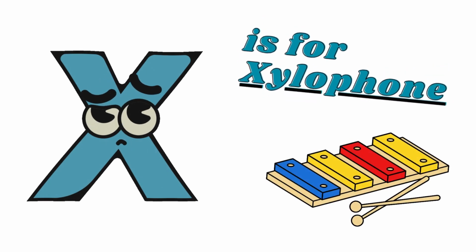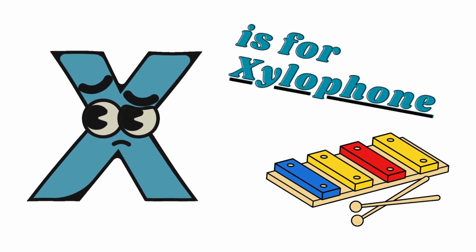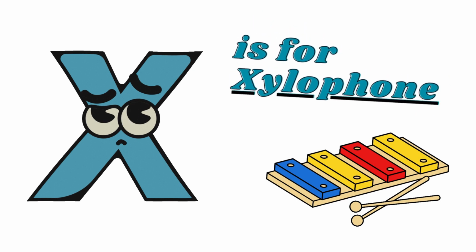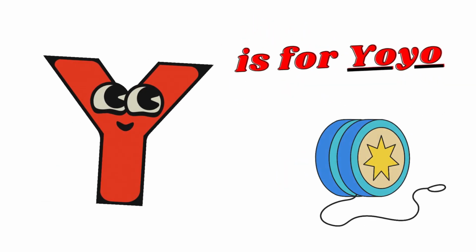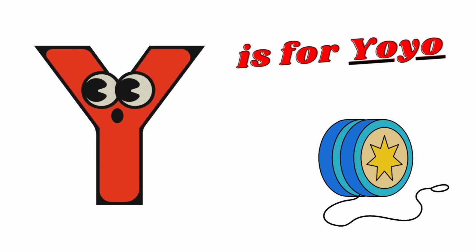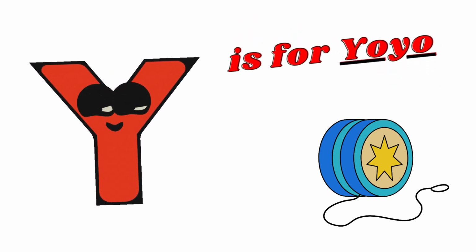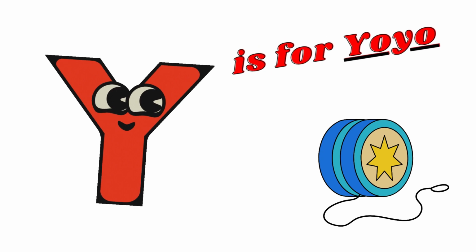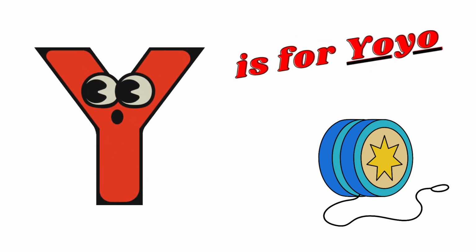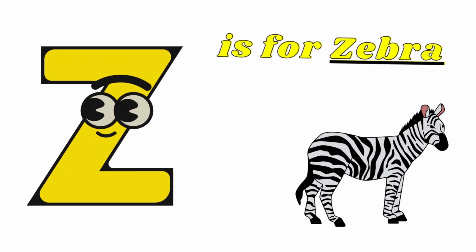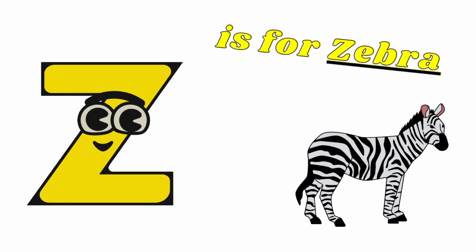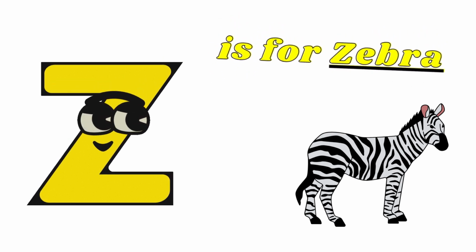X. X is for xylophone. Y. Y is for yo-yo. Z. Z is for zebra.